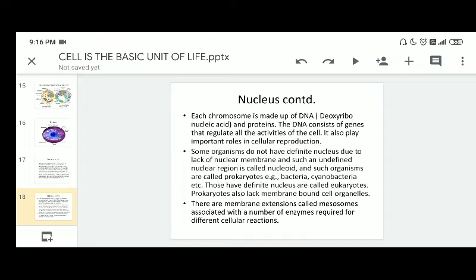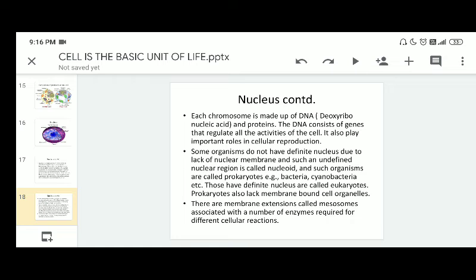Some organisms do not have a definite nucleus due to lack of nuclear membrane, and such an undefined nuclear region is called nucleoid, and such organisms are called prokaryotes. For example, bacteria, cyanobacteria, etc. Those that have a definite nucleus are called eukaryotes. For example, plants, algae, different animals, etc.